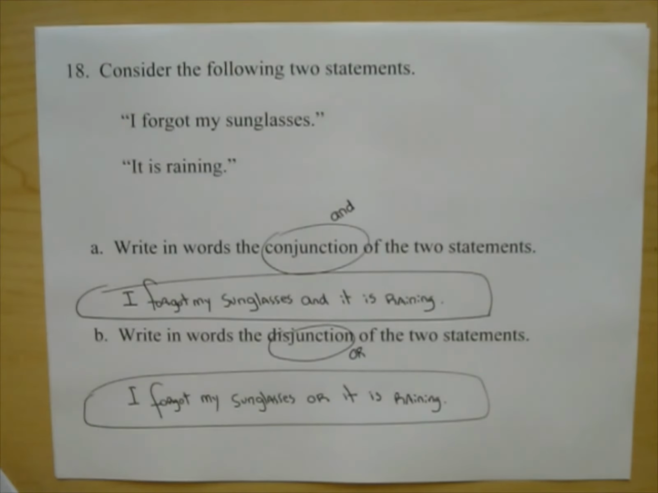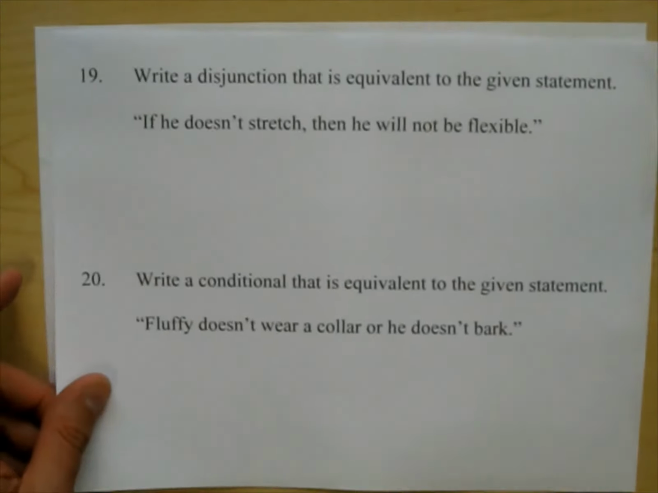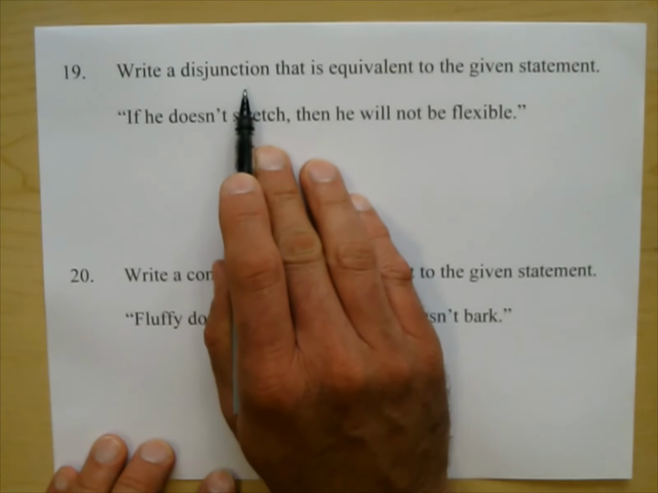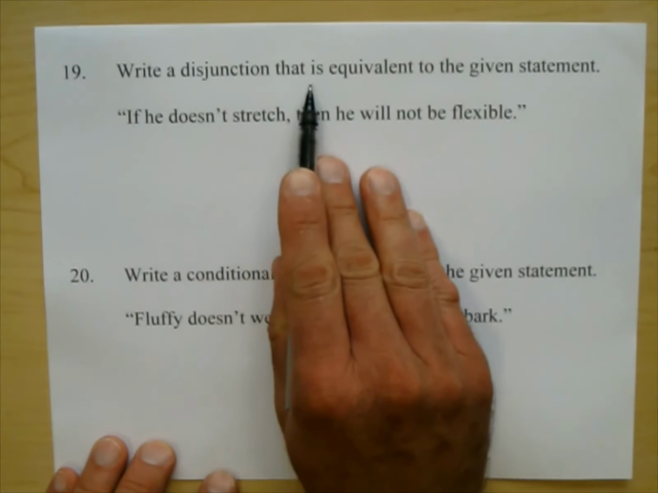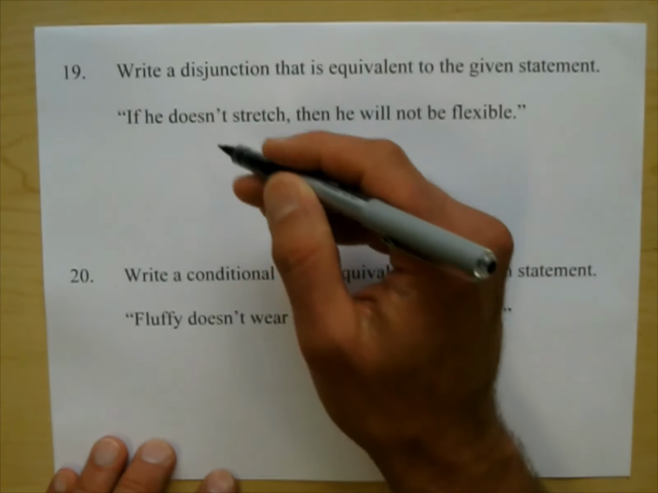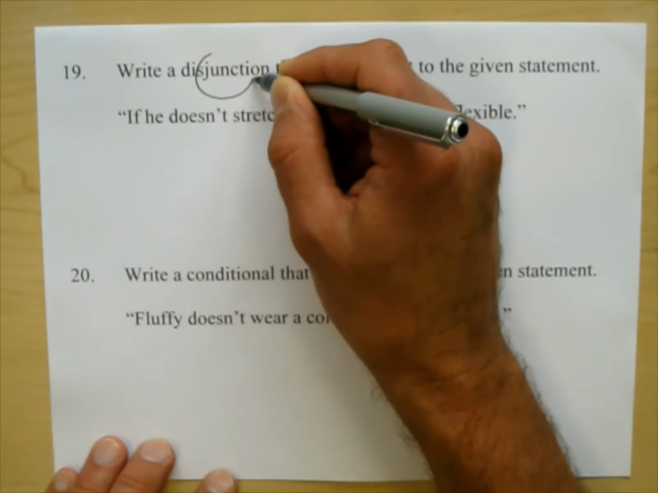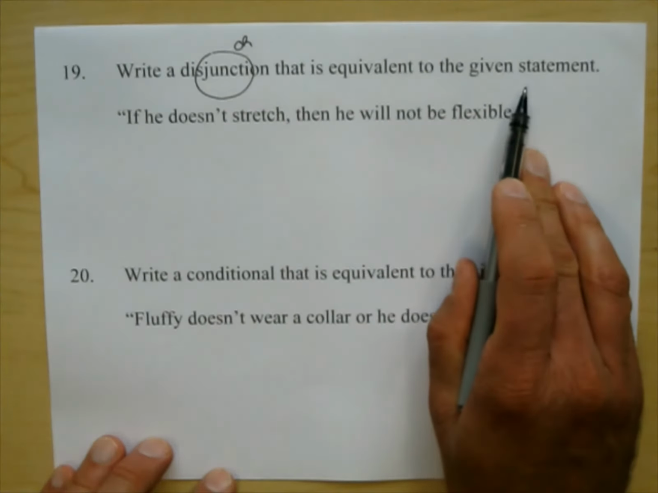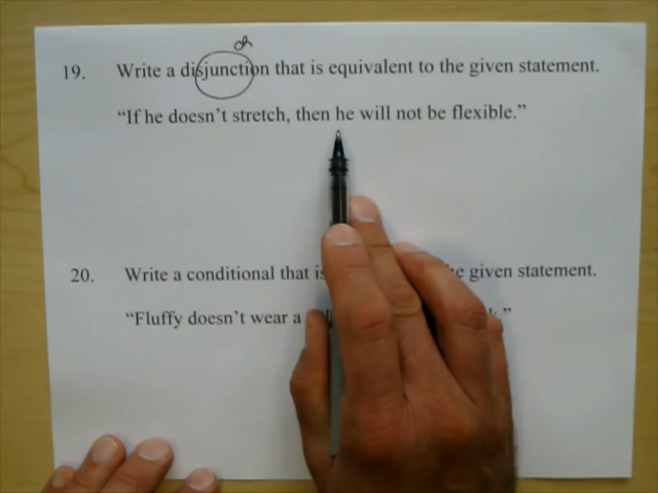Let's see if I can find problem number 19. So here it is. It goes onto that paper. Oops, I'm dropping papers here. Problem number 19. Write a disjunction that is equivalent to the given statement. Okay, so a disjunction is an or that is equivalent to the given statement, which is an if-then.